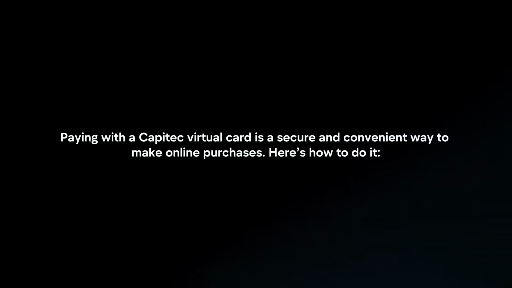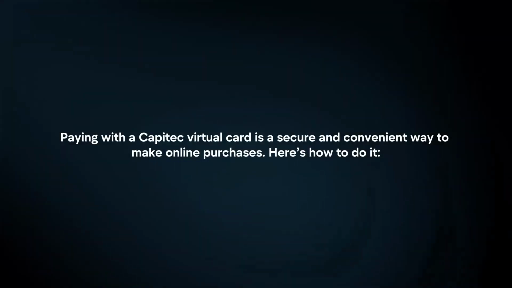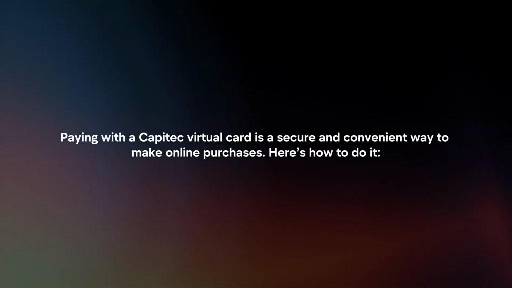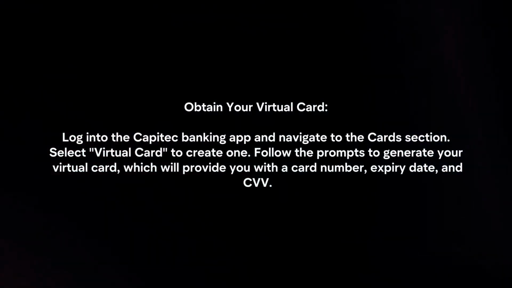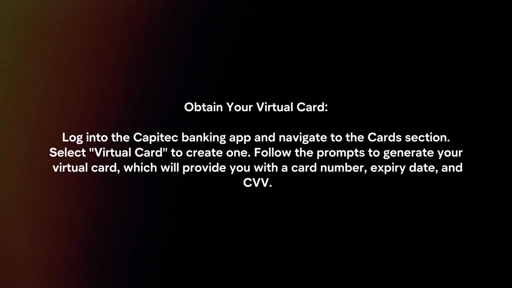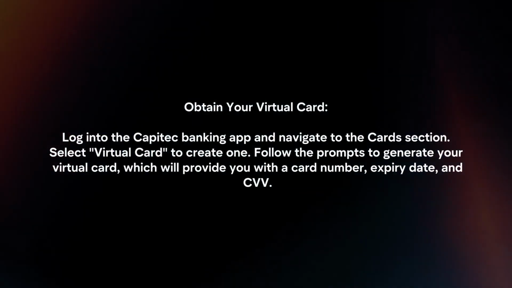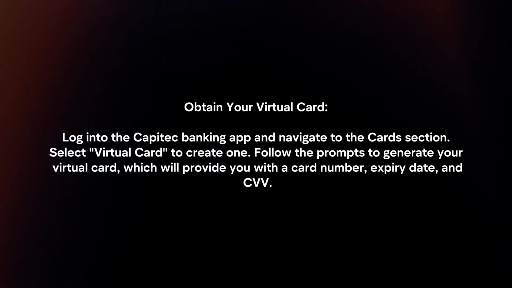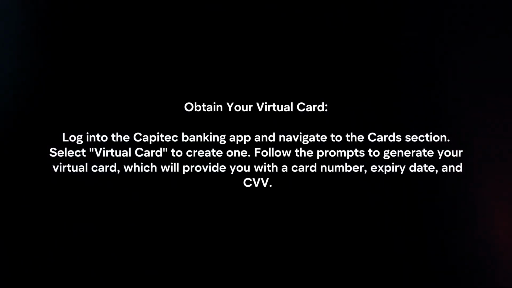Paying with a Capitec virtual card is a secure and convenient way to make online purchases. Here's how to do it. Obtain your virtual card. Log into the Capitec banking app and navigate to the card section. Select virtual card to create one. Follow the prompts to generate your virtual card, which will provide you with the card number, expiry date and CVV.